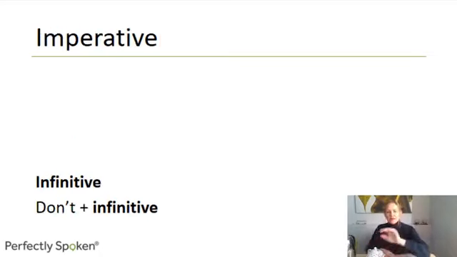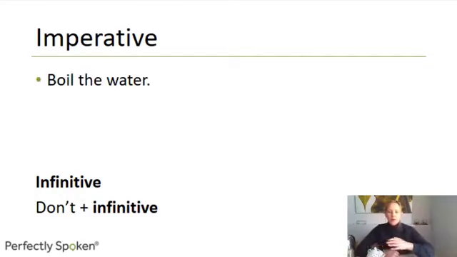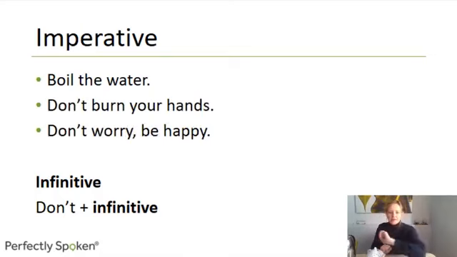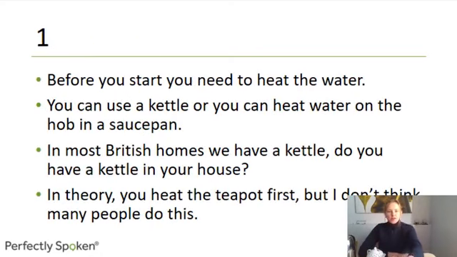Okay, and the other verb form I used in the description of the process was imperative. So, for example, boil the water. You just use the infinitive. And in the negative, use don't and the infinitive. It doesn't change. Okay, so for example, boil the water. Don't burn your hands. Don't worry. Be happy and drink your tea. Okay, so yes, you just need the base form of the verb. It's very easy.